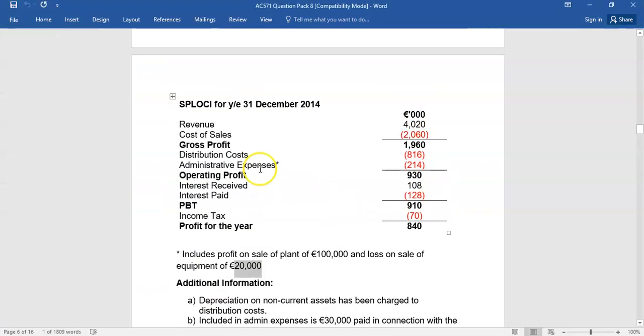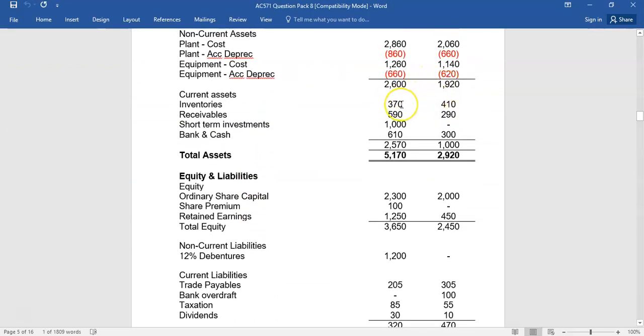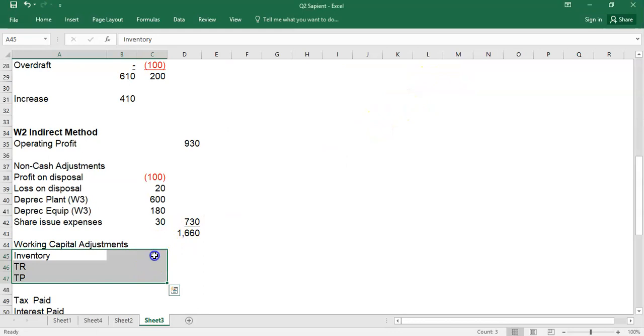So the inventory, if we look at it here, inventory has gone from 410 down to 370. That's a decrease of 40. A decrease in inventory of 40 is positive for cash flow. It's releasing cash that was tied up in inventory. So you need to look at the movement and then figure out, is it positive or negative cash flow.